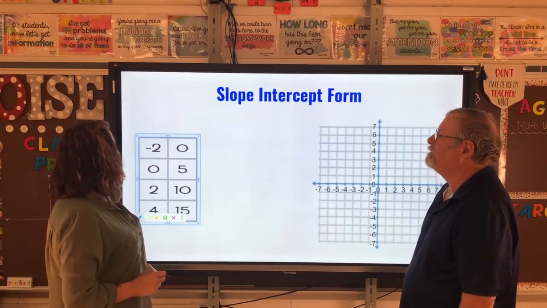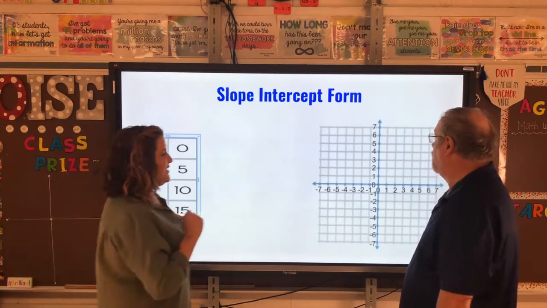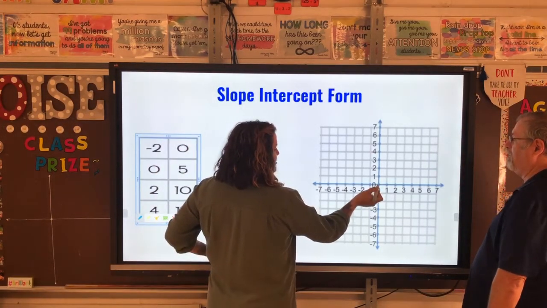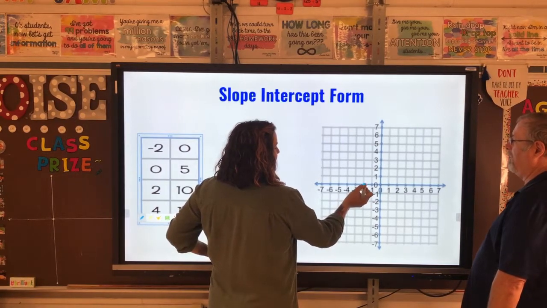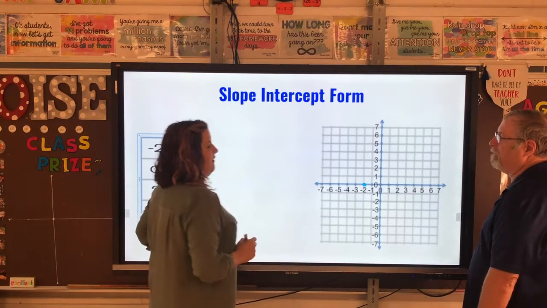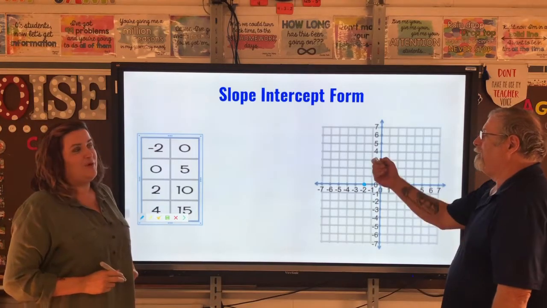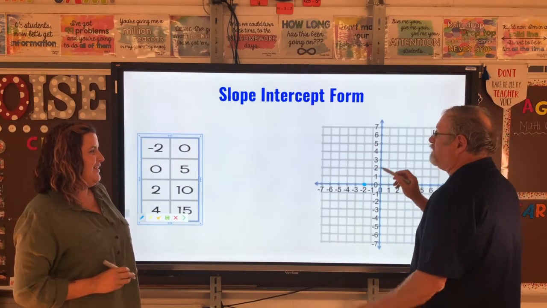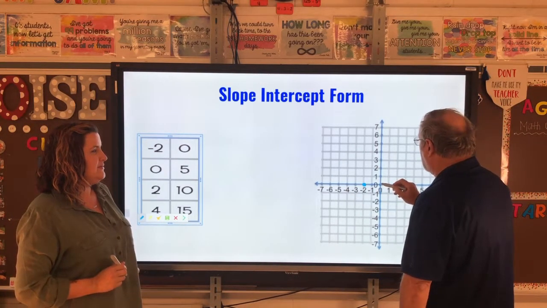All right, so if I wanted to graph -2, 0, start at the origin. I go -2, but 0 means I stay right there. Excellent. Can I do the next one? Yeah, you graph 0, 5. Okay, 0 means we start with the x, so we're not going anywhere, and then we go up to 5.